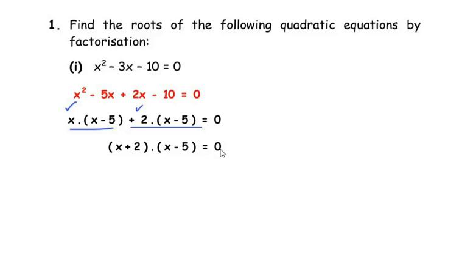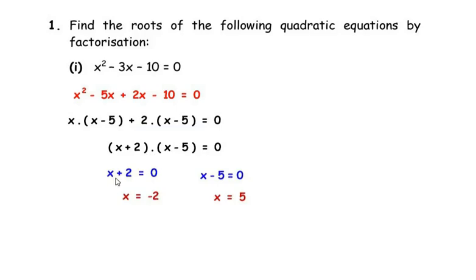Now the next step is equating each of these factors equal to 0. So here we have written x plus 2 equal to 0 and x minus 5 equal to 0. Now taking positive 2 on the other side of equal to sign, we get the first value of x, that is x equal to negative 2. And taking negative 5 on the other side of equal to sign, we get the second value of x, that is x equal to positive 5. So these are the 2 values of x, that is negative 2 and positive 5.